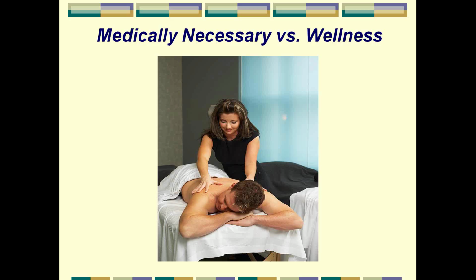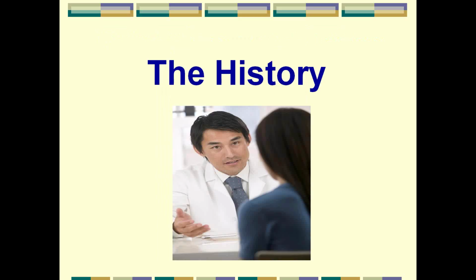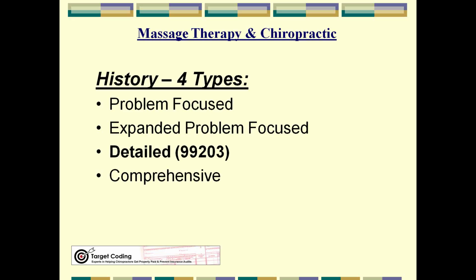So let's go through the medically necessary massage situation first. First thing you need to do is a history. You need to talk to the patient, and you want to come up with a complete history. Again, this is for something that you're going to bill. So if you're going to bill an insurance company for massage, you first have to do an evaluation. That includes a history. There are 4 types of histories. You should see them on your screen.